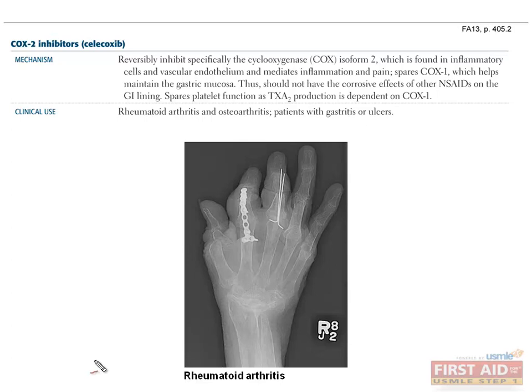Clinically, patients with a history of gastritis or ulcers that otherwise can't take NSAIDs may benefit from COX-2 inhibitors if they have a chronic condition like osteoarthritis or rheumatoid arthritis. These are generally the only diseases for which you'll see COX-2 inhibitors prescribed. The big concern with COX-2 inhibitors is the highly publicized risk of thrombosis. Also, these are sulfa drugs, so keep in mind you can't give them to someone with a sulfa allergy.